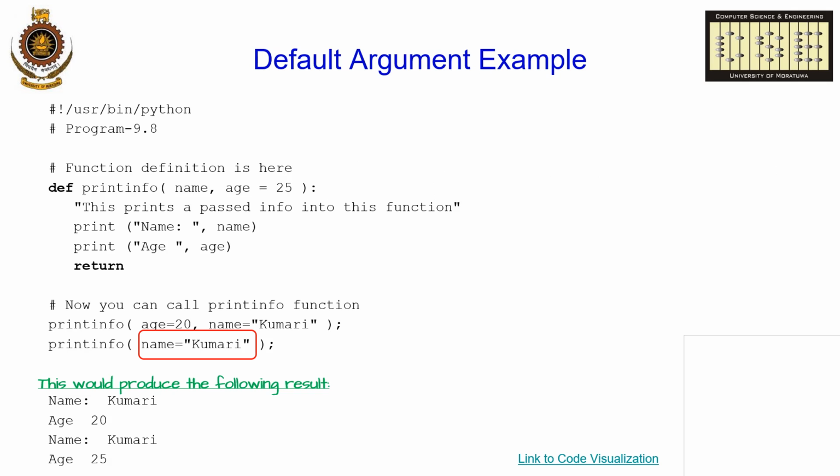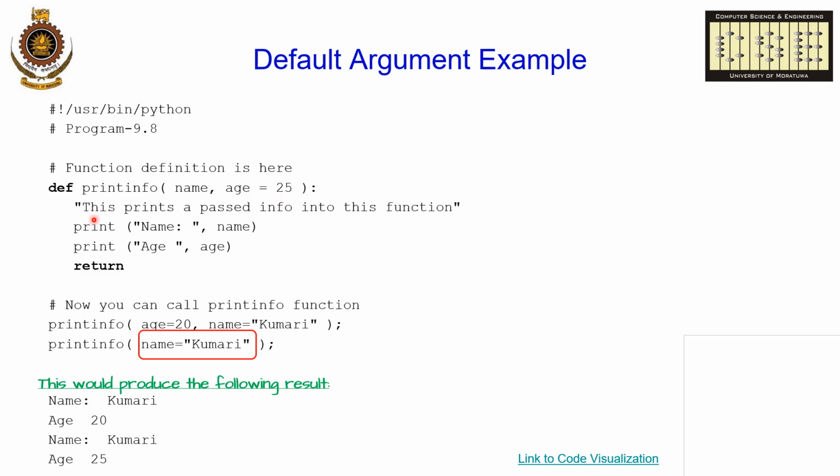Let's look at an example of how to use default arguments. So we have a familiar function again, print info. That's a simple program. In print info, we have two arguments as before, but here in the second argument, age, we have provided the default value. This is simply how we define a function with a default value for an argument like age.